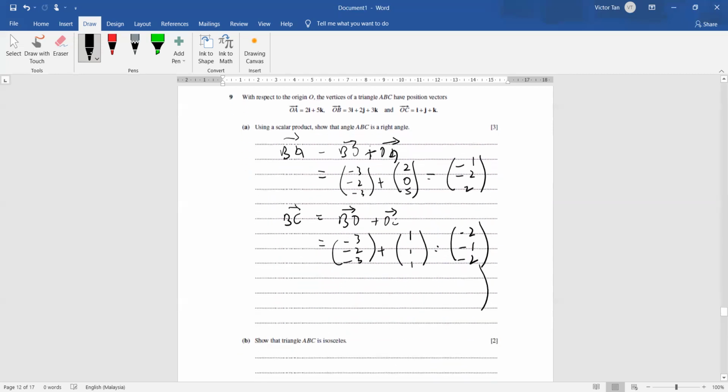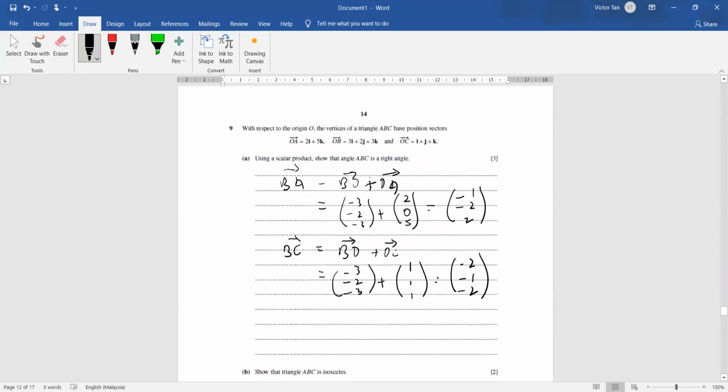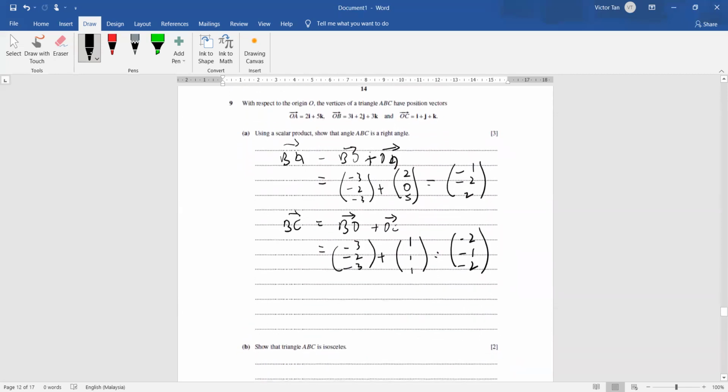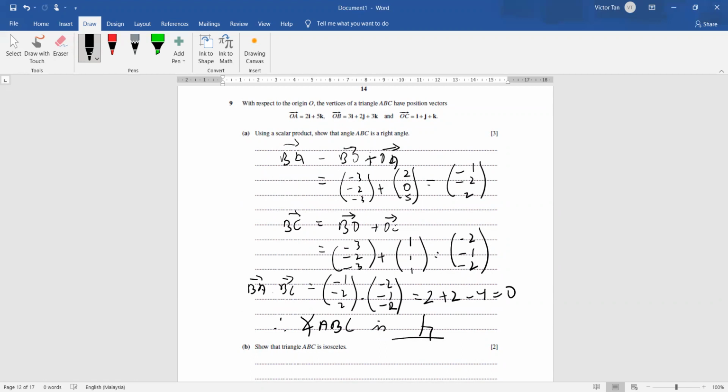Okay. So if there's a right angle, the dot product is 0. BA dot BC equals (1, -2, 2) dot (2, 1, -2), minus 2, sorry. 2 plus 2 minus 4 equals 0. Therefore, angle ABC is a right angle.